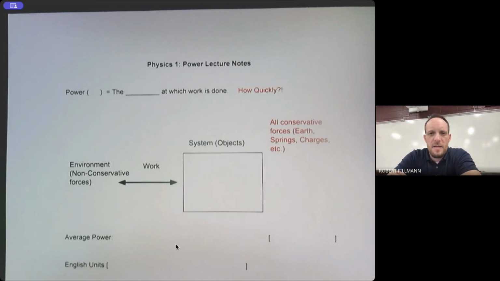Hello, everybody. Today we're going to learn about the concept of power. Power, say. With great power comes great physics homework, as the saying goes.